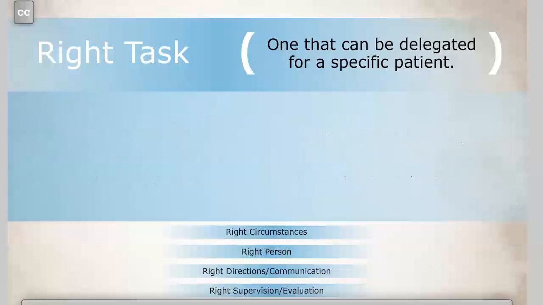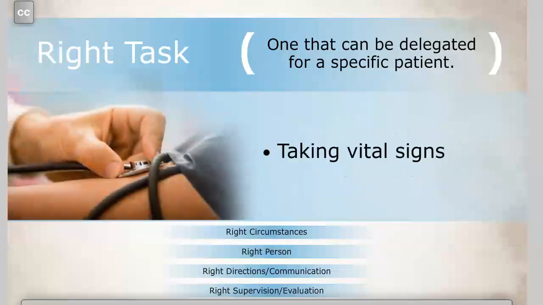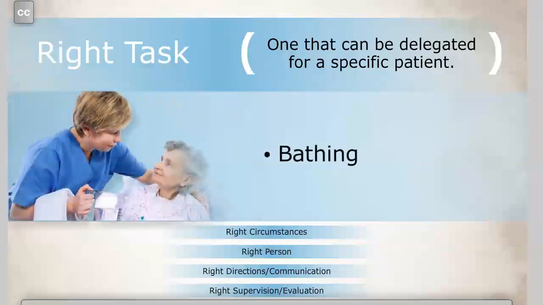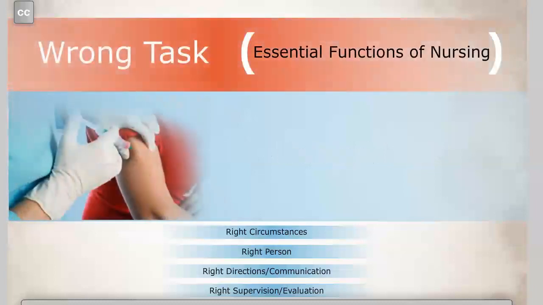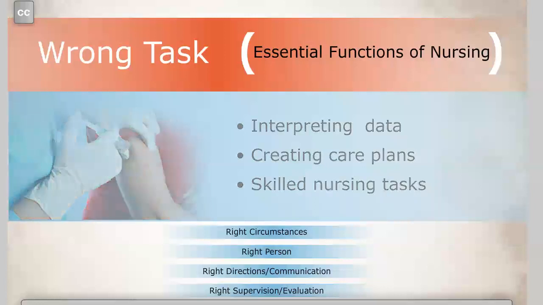Examples of appropriate tasks for delegation are taking vital signs, helping clients with transfers and ambulation, bathing, feeding, and bed making. Tasks that cannot be delegated are essential functions of nursing, such as interpreting data and creating care plans. Skilled nursing tasks, like administering parenteral medications, also should not be delegated.